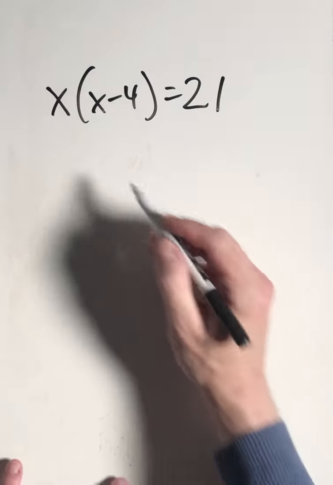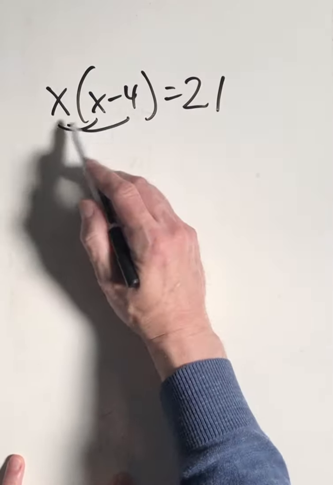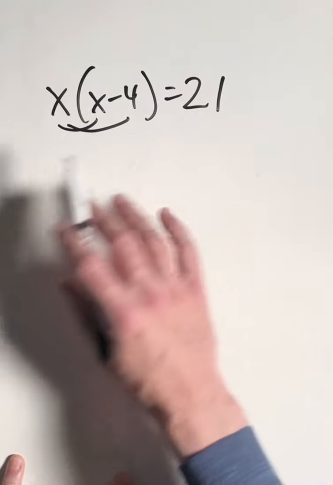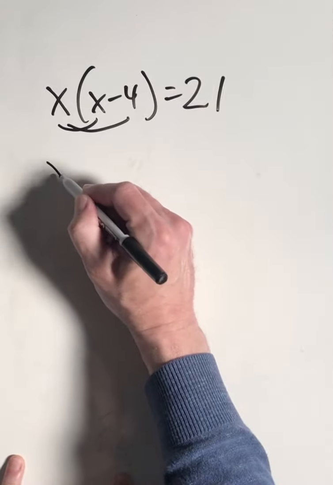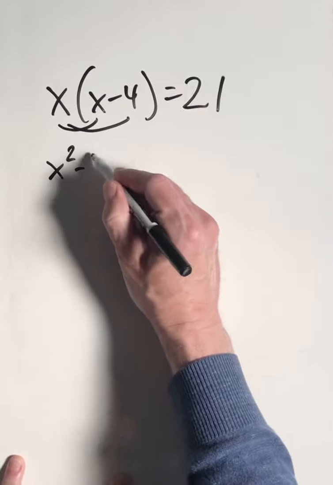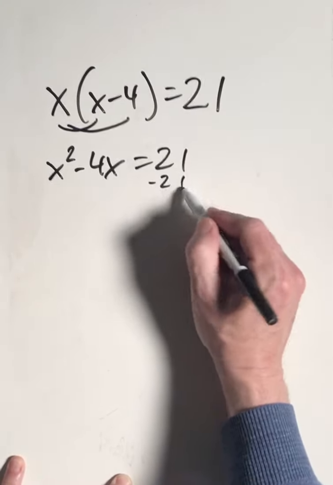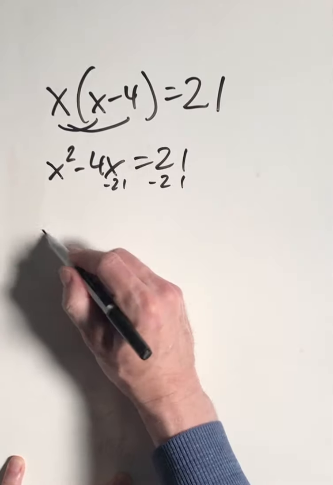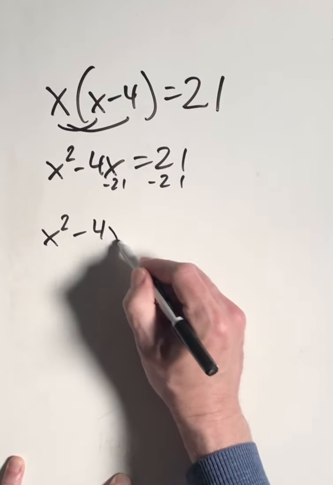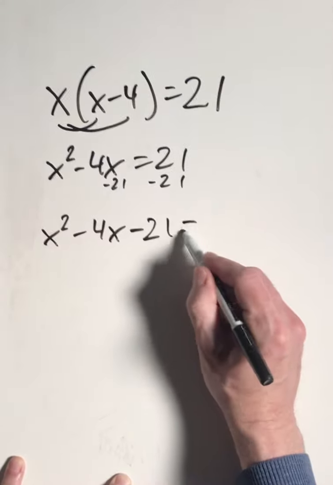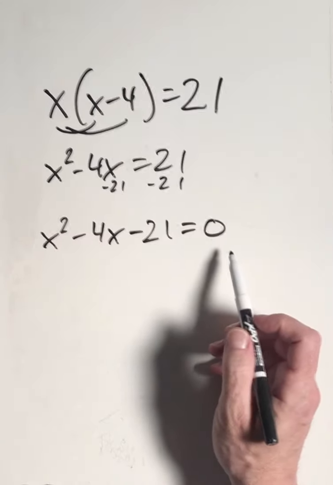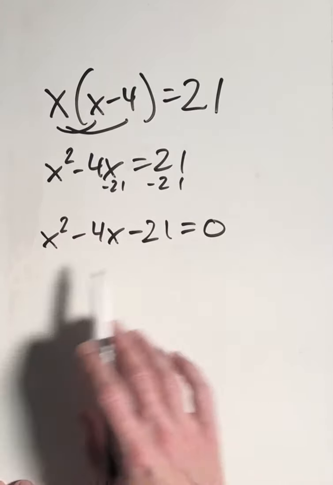In a case like this, we should distribute first, then subtract, and then set everything equal to 0 that way. So I would have x squared minus 4x equals 21, and then I would subtract the 21 from both sides and get x squared minus 4x minus 21 equals 0, and then factor this polynomial and solve for each of the factors.